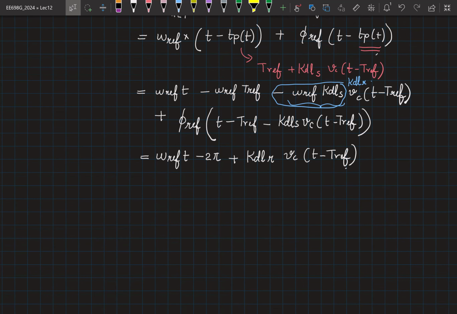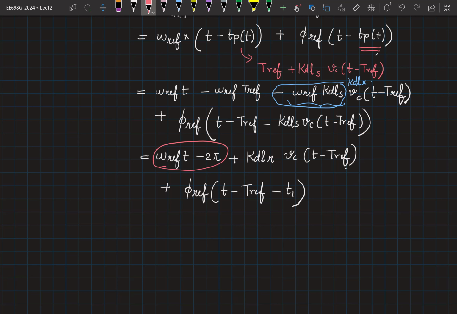Right. So we have one more term here. So that let me write as phi ref of t minus Tref. I'm going to call the remaining delay as some time t1. Okay. Now, can we quickly identify what is acting as a large signal or the operating point and what is acting as a small signal here? First two terms are large signal. Right? This is your large signal, capital phi out of t. Right? The remaining two terms are small signal.